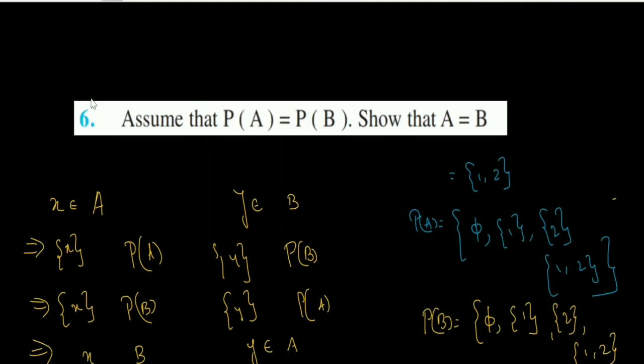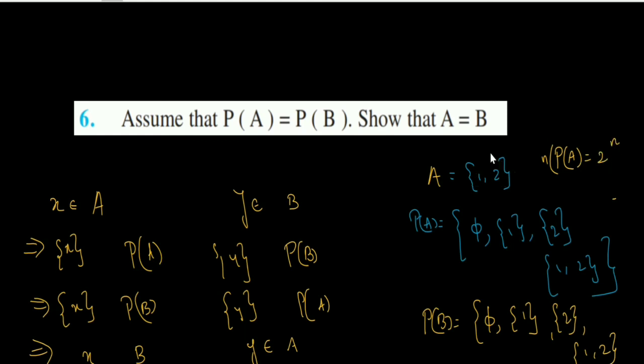Question number 6. Assume that the power set of A is equal to the power set of B. Show that A is equal to B. We're going to take a set A as {1, 2}. What is the power set of A? Power set is a set of all the subsets of the set A. If a set has n elements, then the power set will have how many elements? The power set will have 2 power n elements.